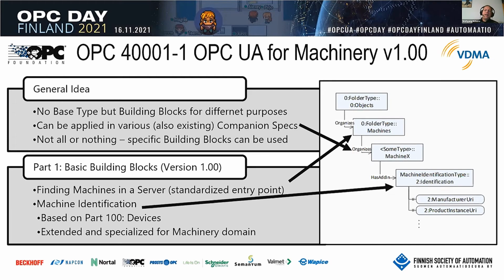And then, of course, the identification of the machine, that's very, very important. This is, as I just mentioned, already based on the devices specification. The devices specification already defines identification. We're extending this, adding a little bit of information like the build date of the machine, but we're also refining how it is to be used in the machinery domain, what exactly to put in what property, and having this globally unique identification and things like this.